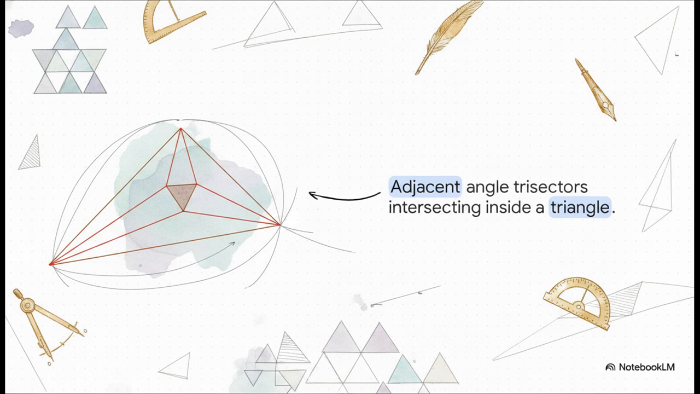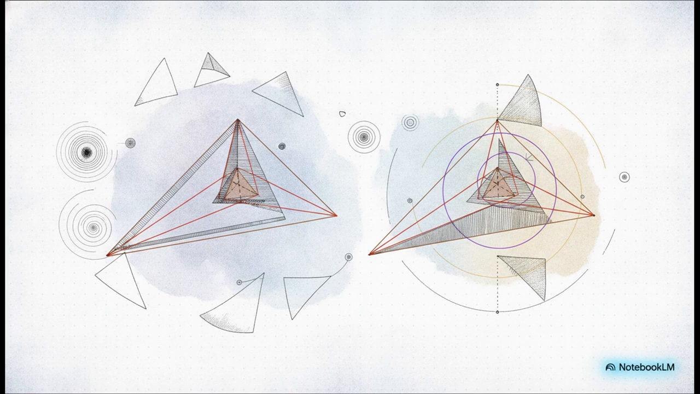Now draw the adjacent angle trisectors. Basically, all you're doing is splitting each of the 3 interior angles into 3 equal parts, and then you draw lines to see exactly where they intersect inside that triangle. And here is the crucial point, the big magical reveal. Those intersection points invariably form a perfect equilateral triangle right in the center. Seriously, no way around it.